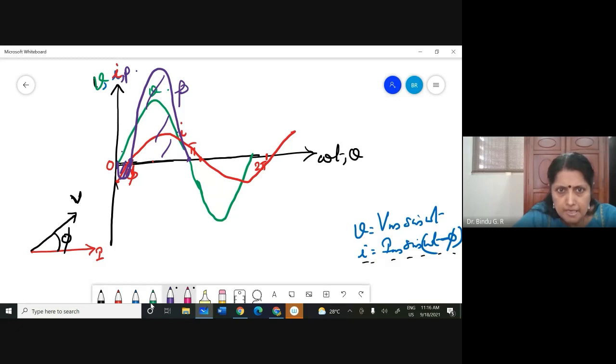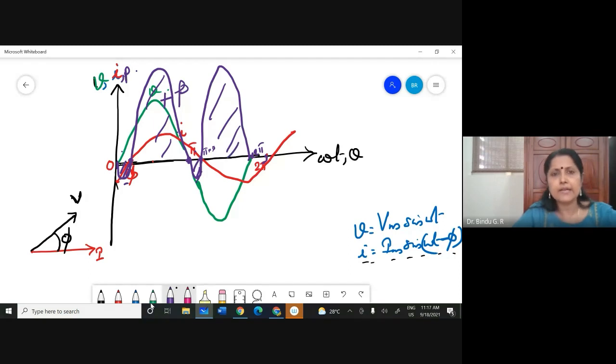From pi to the next crossing of the current, pi plus phi, the current is positive but the voltage is negative. Again, you will have a small negative power here. This is positive power, this is negative power. And then from here to 2 pi, you will have again a positive power because both are negative, and so on.